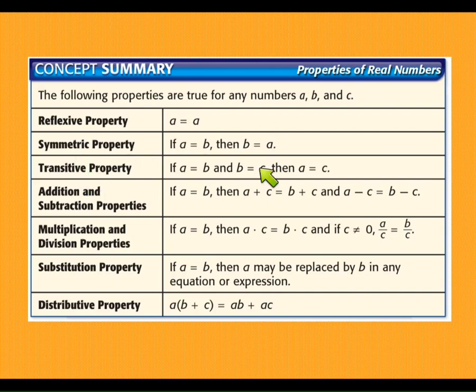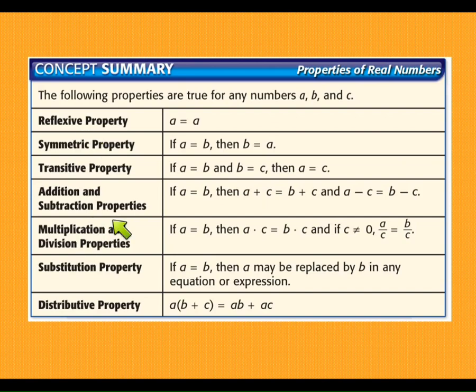Transitive property we will use a lot. One of your problems on the last homework used it. It says if you have 3 things and the first 2 are equal to each other, and the second and third are equal to each other, then the first and the third have to be equal to each other. If A equals B and B equals C, then A equals C. We will use those a lot.